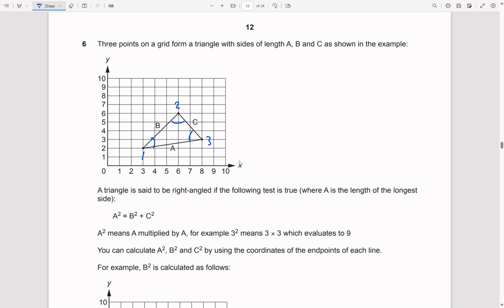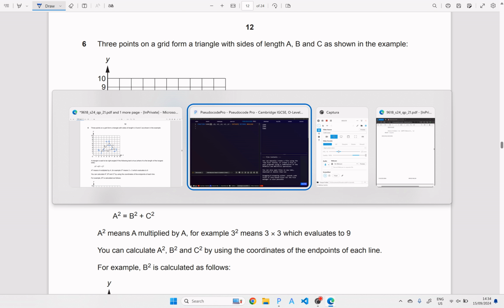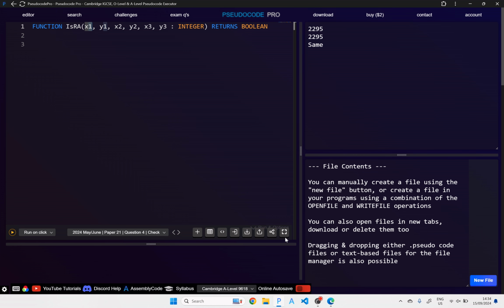And then we can say that the length of B is going to be x1 minus x2. C is going to be x2 minus x3. A is therefore going to be x1 and x3. For us, it doesn't really matter which one is which, as long as we're consistent.